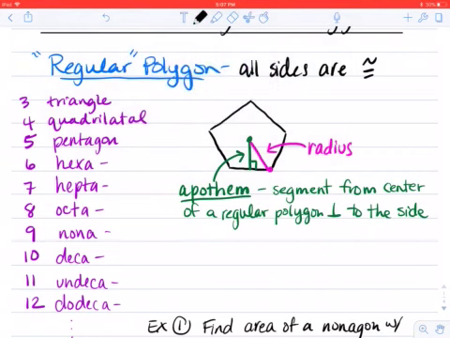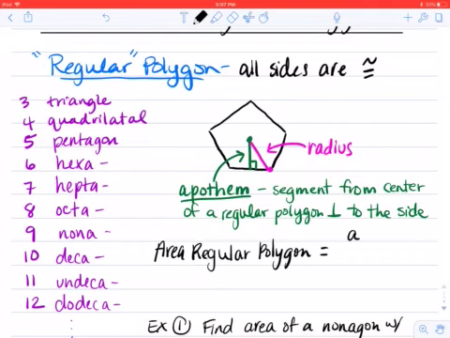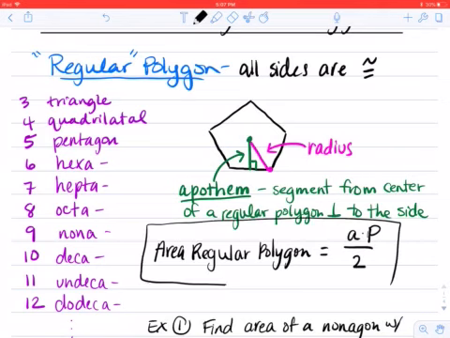So why on earth do we need that? We need that to find the area of a polygon. So the area of a regular polygon, so it could be anything, pentagon, hexagon, decagon, is going to be apothem times perimeter divided by 2.